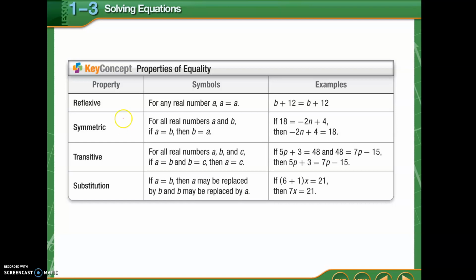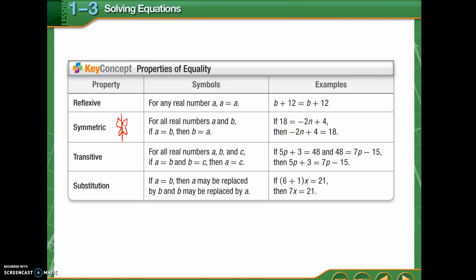I kind of remember this one because it looks like a butterfly. The butterfly is the same on both sides. So symmetric means I could flip it over and over. We use this property a lot here. I could say 18 equals negative 2n plus 4, or negative 2n plus 4 equals 18, just because sometimes people like to work left to right because that's the way we read. It doesn't have to be that way, but that's what we can do with that.